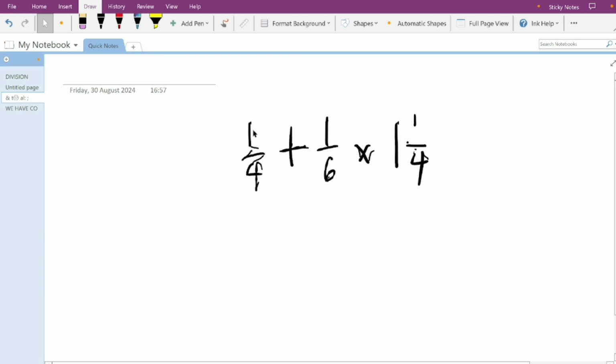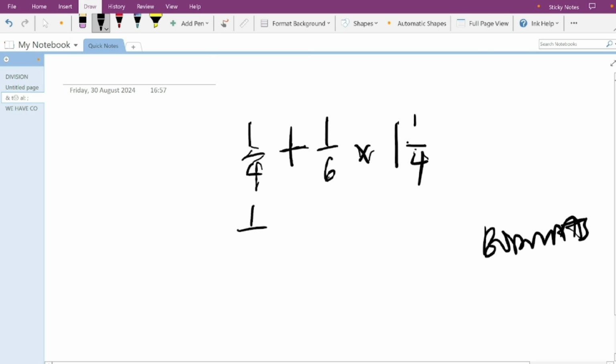Let's say we have this question, 1 over 4 plus 1 over 6 times 1 and 1 over 4. A BODMAS question with a fraction. When you have these two signs, the positive and the multiplication sign, and in BODMAS we have to multiply before we add, as M before A. But we can't multiply when it's a mixed fraction. We have to convert it from a mixed fraction to an improper fraction before we multiply. Now this is a twist in this question. It gives you in this way to see if you know your basics.